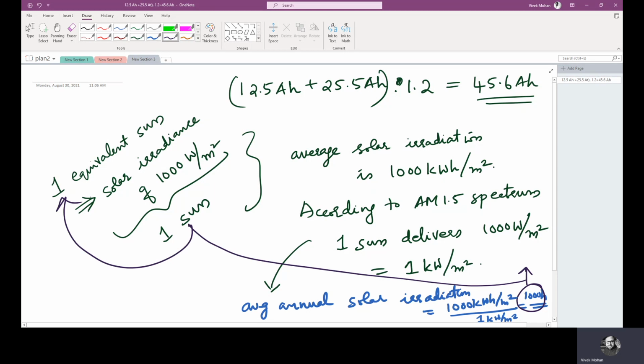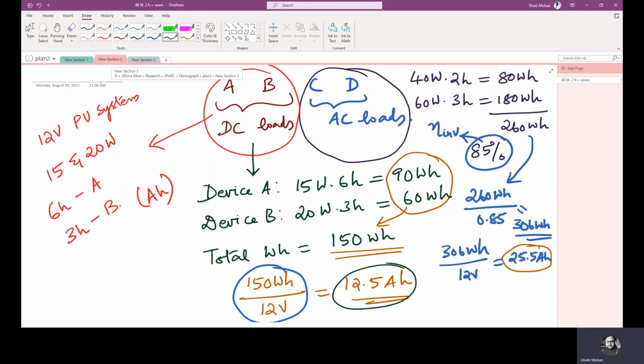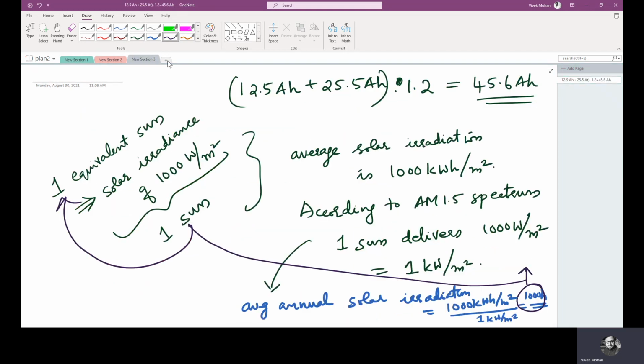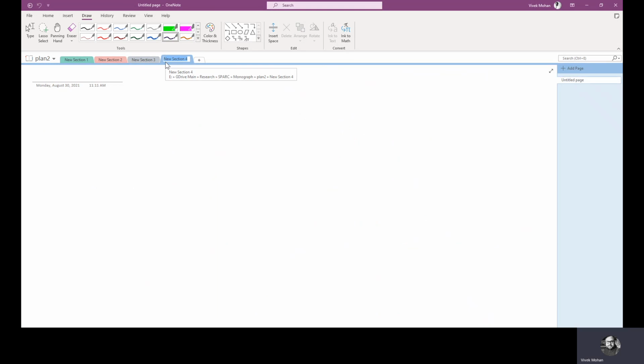Okay, that is what we mentioned in the first slide. Equivalent sun hours here, daily equivalent sun hours we need. Okay, so based on that we can basically find the duration in which the panel can produce power, that is what is the meaning in layman language.